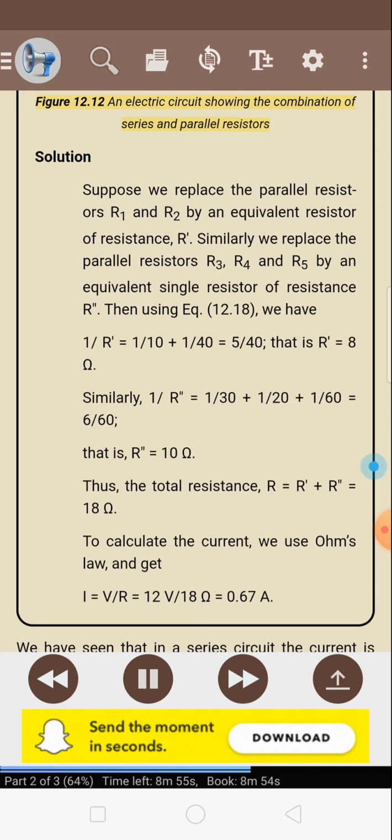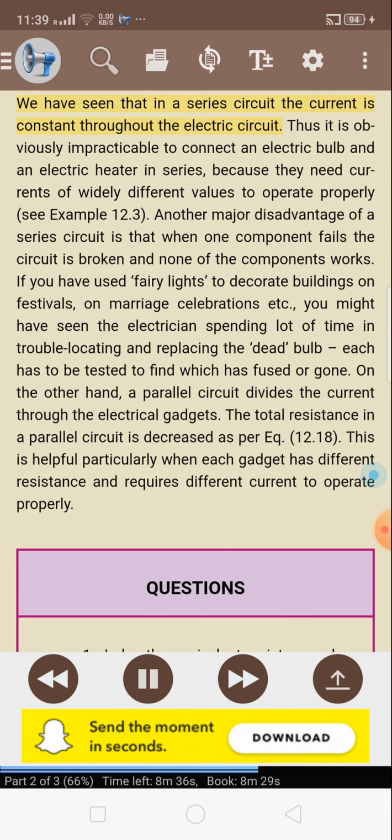Figure 12.12, an electric circuit showing the combination of series and parallel resistors. Solution. Suppose we replace the parallel resistors R1 and R2 by an equivalent resistor of resistance R'. Similarly, we replace the parallel resistors R3, R4, and R5 by an equivalent single resistor of resistance R''. Then using Eq. 12.18, we have 1/R' equals 1/10 plus 1/40 equals 5/40, that is R' equals 8 ohms. Similarly, 1/R'' equals 1/30 plus 1/20 plus 1/60 equals 6/60. That is R'' equals 10 ohms. Thus, the total resistance R equals R' plus R'' equals 18 ohms. To calculate the current, we use Ohm's law and get I equals V/R equals 12 volts/18 ohms equals 0.67 A.